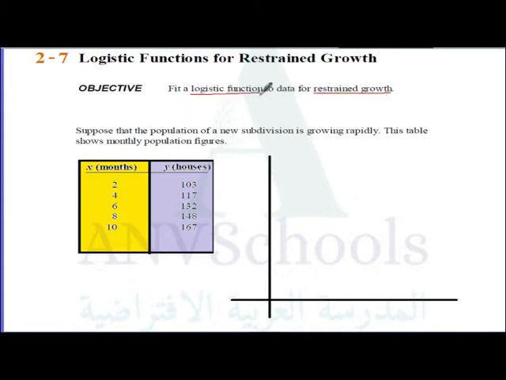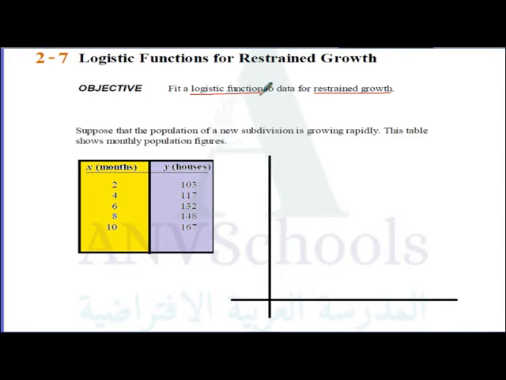Data with a growth that is restrained, or just limited to a certain maximum value, is modeled by logistic functions. So let us start by presenting an example, which is given by this table here.